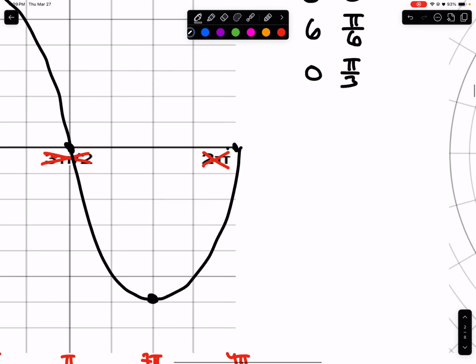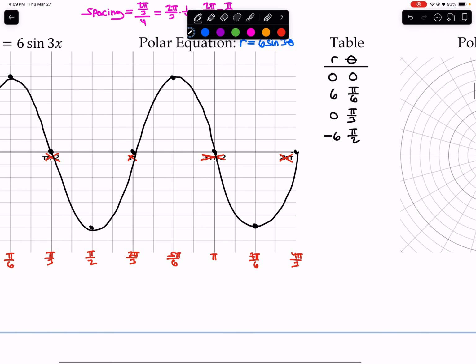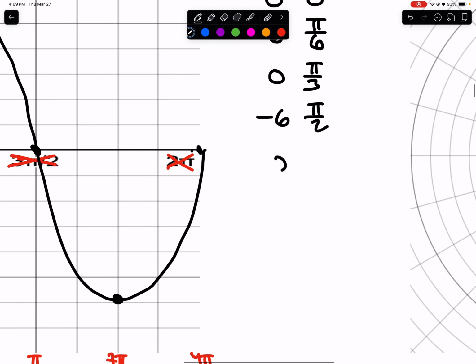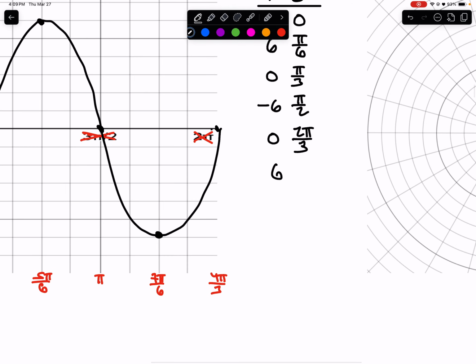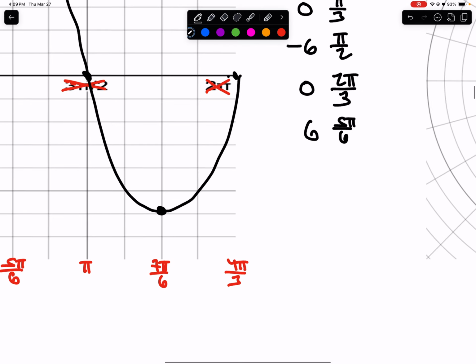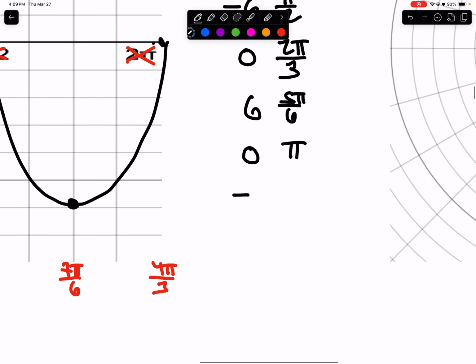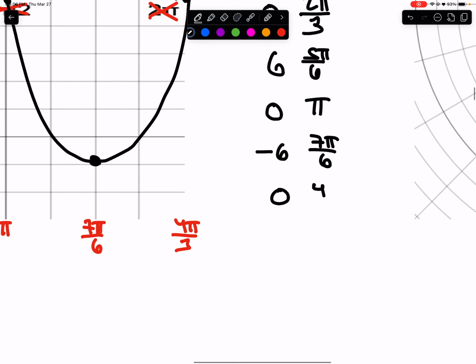And then I want to go a distance of negative 6 in the direction pi over 2. And then I want to go a distance of 0 in the direction of 2 pi over 3. Then I want to go 6 in the direction 5 pi over 6. And then I want to go 0 in the direction of pi. Then I want to go negative 6 in the direction of 7 pi over 6. And then I want to go 0 in the direction of 4 pi over 3.